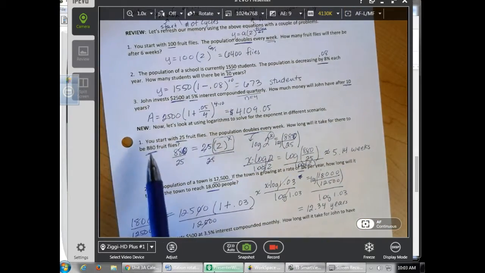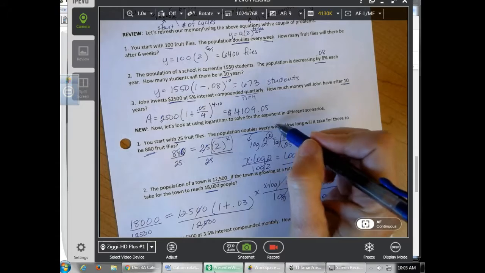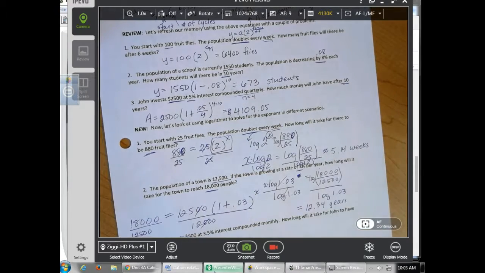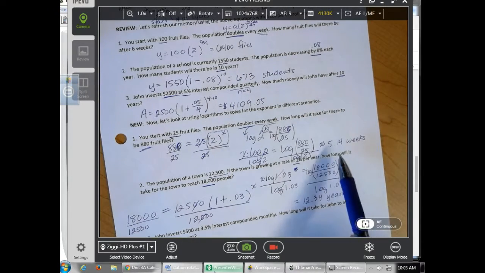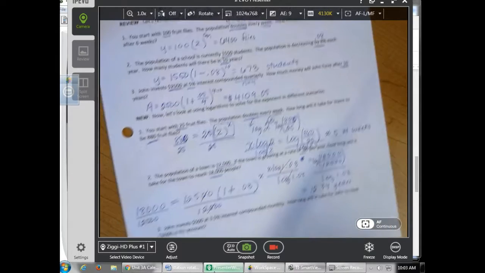Same way for number 1 up here, the population was doubling every week, so I'm solving for x, and x will be in terms of weeks. Okay, the final one here.